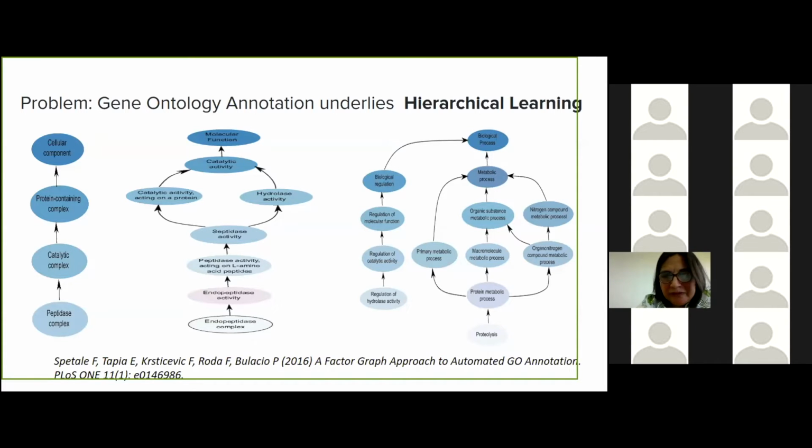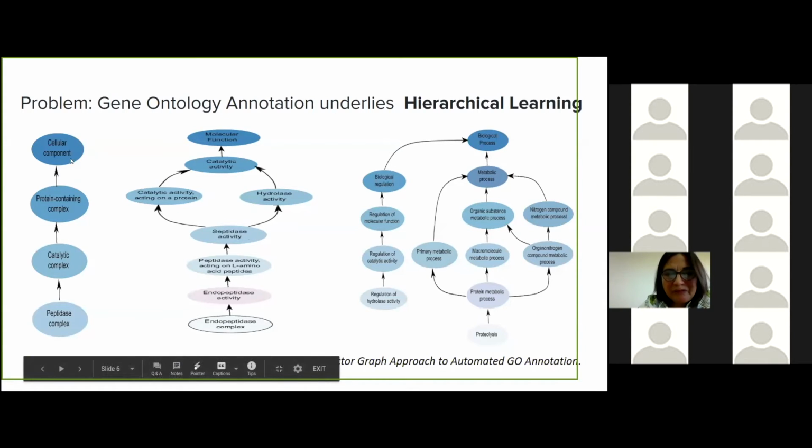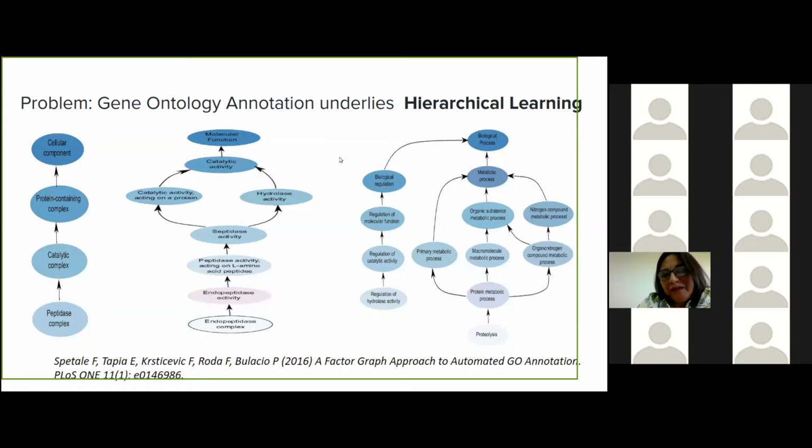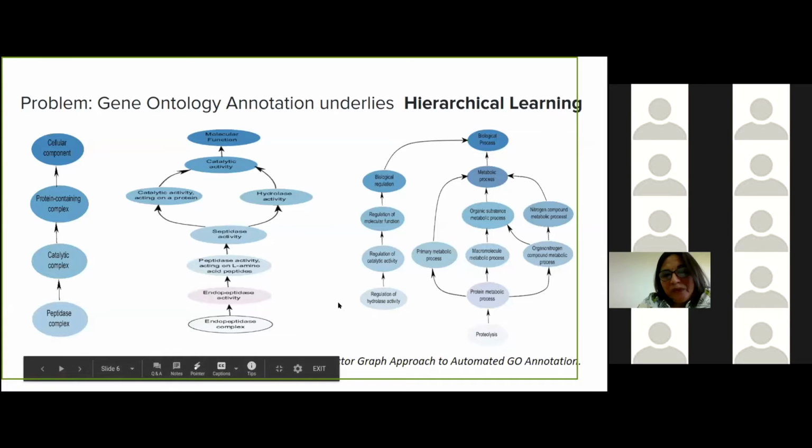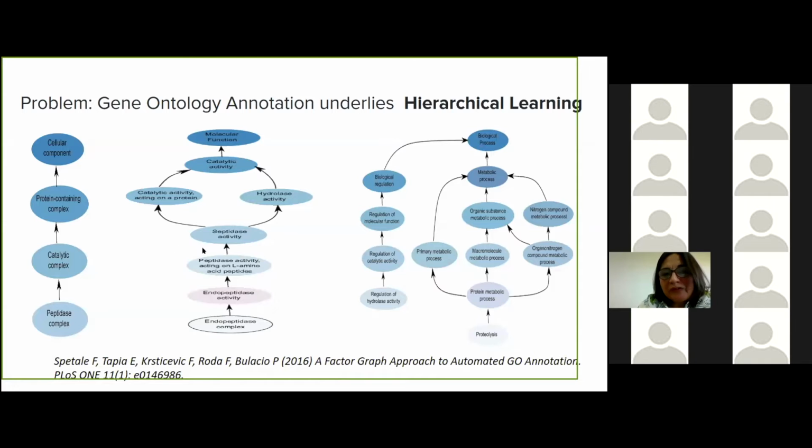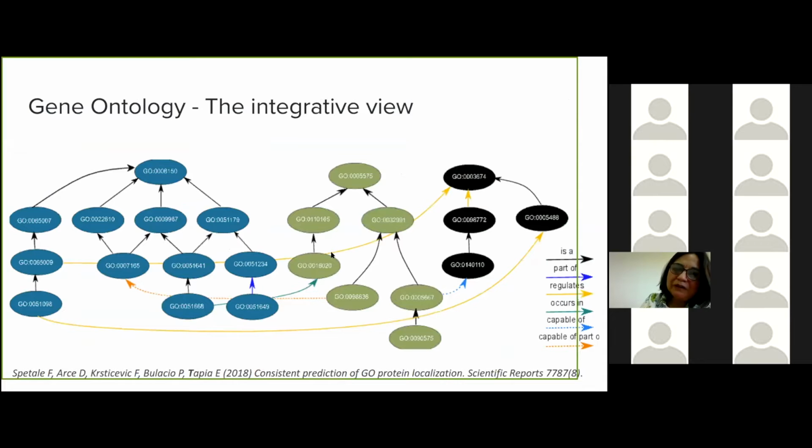Moreover, there is another constraint: in this ontology representation, you have three subdomains, cellular component, molecular function, and biological process, that have been treated mostly in isolated ways. And when we have long non-coding RNAs, we have many relationships that go across the three subdomains. So we need an integrated view of the Gene Ontology description of the functionality of long non-coding RNA that allows a complete inference along the three subdomains.